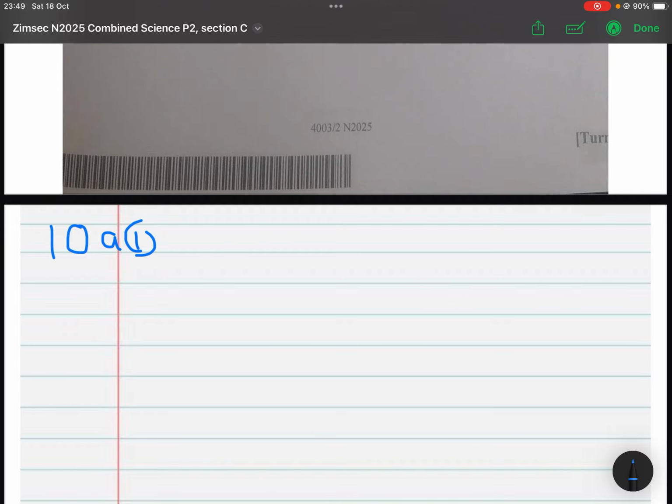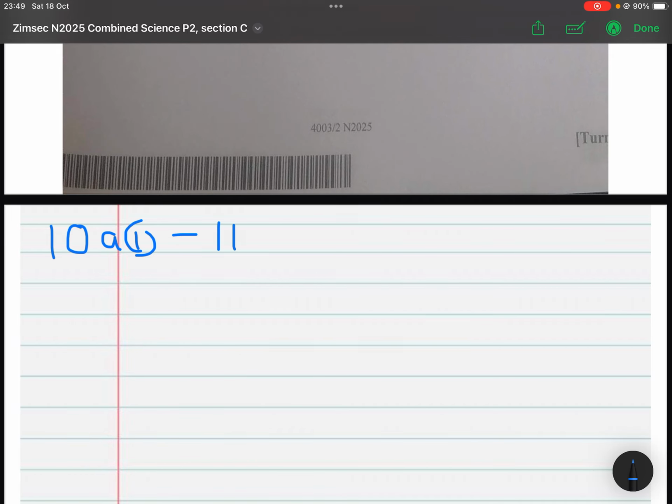Number 10A, part 1, it was reading, bromine is a member of group 7. State any 2 properties of bromine. So we want to answer number 10A, part 1. We are required to give the properties of bromine. First of all, we mention the color of bromine. It is a reddish brown liquid at room temperature.